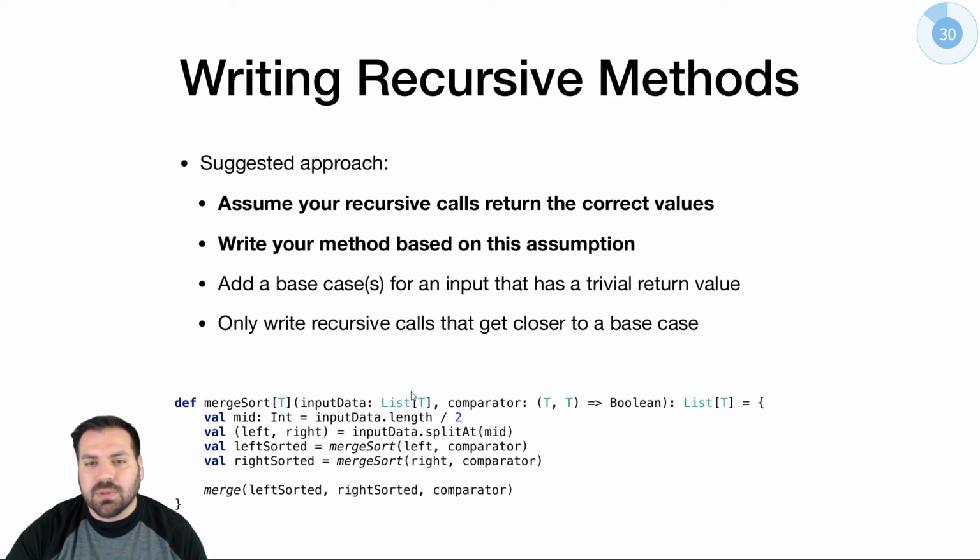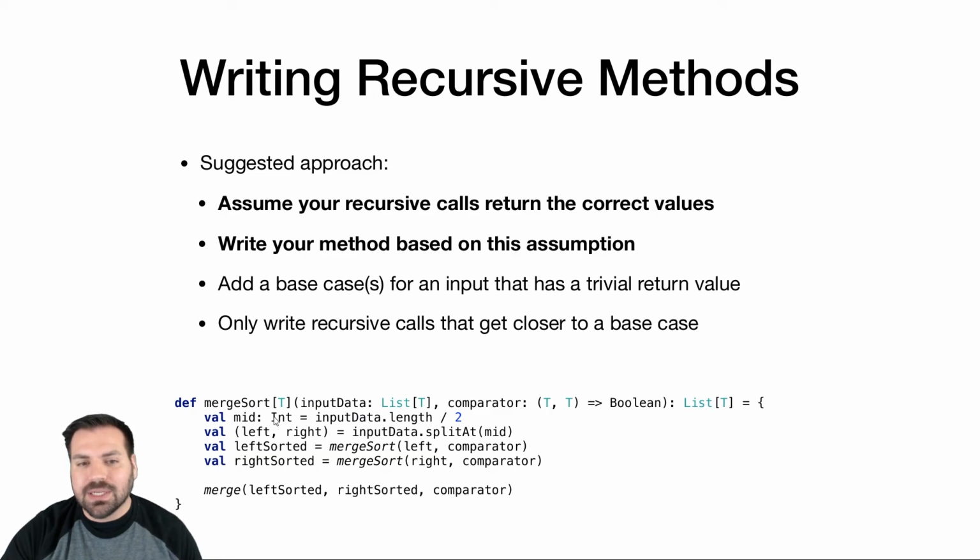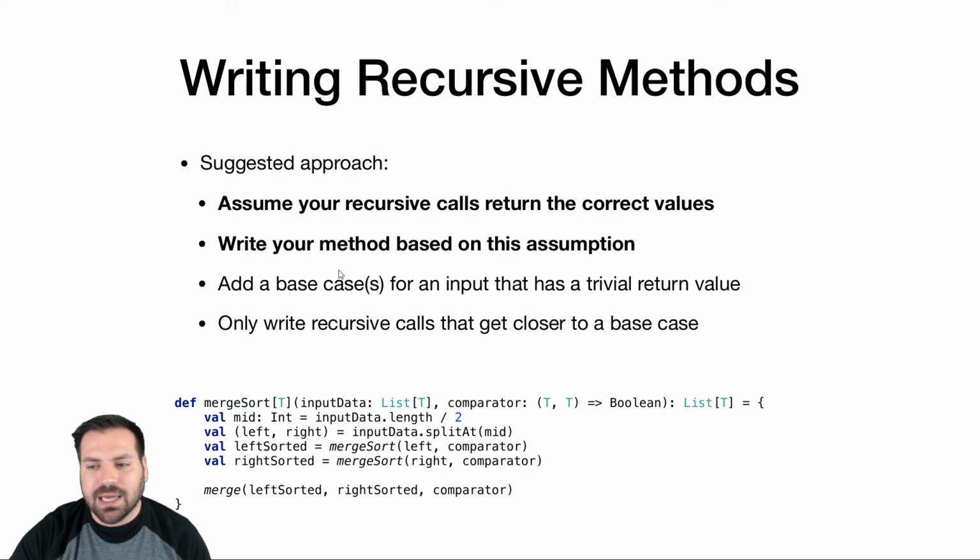So let's take a look at this with mergesort. Let's go through the procedure a bit and build this one step at a time. Well, step 2 in this first one. But first, we're going to assume our recursive calls are correct and then write our method based on that assumption.